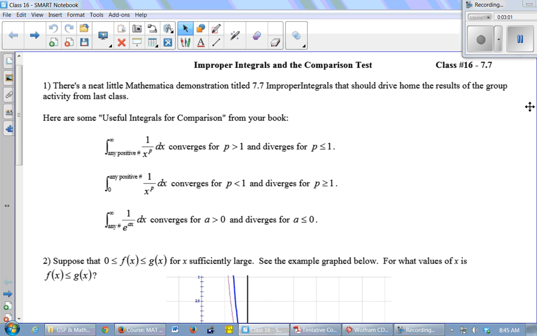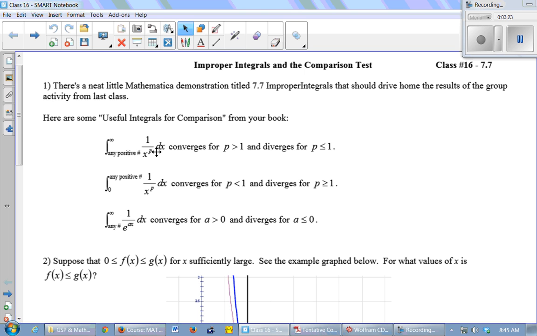Okay, so these are some useful integrals for comparison. The first two are things that you discovered last class and we just confirmed using Mathematica. If you take the integral from any positive number to infinity of 1 over x to the p, if p is bigger than 1, it converges, less than or equal to 1, diverges.